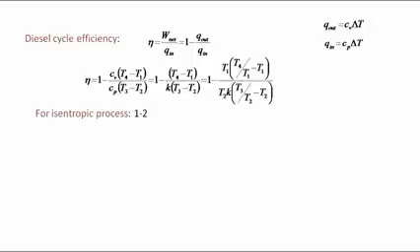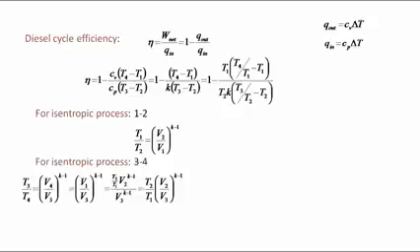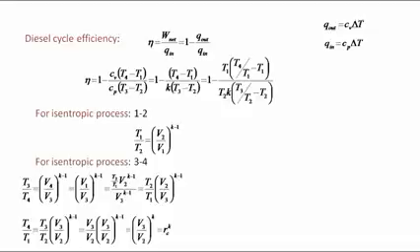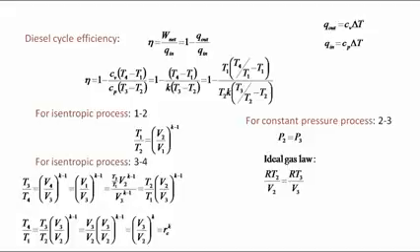For isentropic process 1 to 2, T1 by T2 is equal to (V2 by V1) whole power K minus 1. For isentropic process 3 to 4, T3 by T4 is equal to (V4 by V3) whole power K minus 1, which can also be written as (V1 by V3) whole power K minus 1, which can also be simplified as shown. And similarly, for constant pressure process 2 to 3, P2 is equal to P3. We know the ideal gas law, RT2 by V2 is equal to RT3 by V3. So, T3 by T2 is equal to V3 by V2, that is equal to RC.